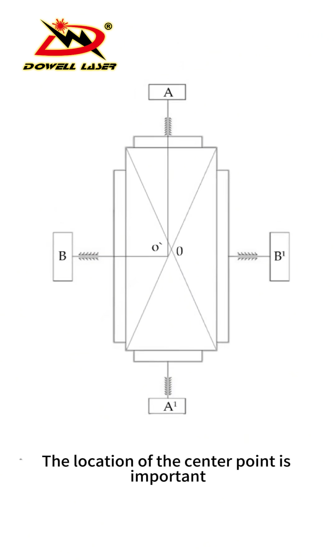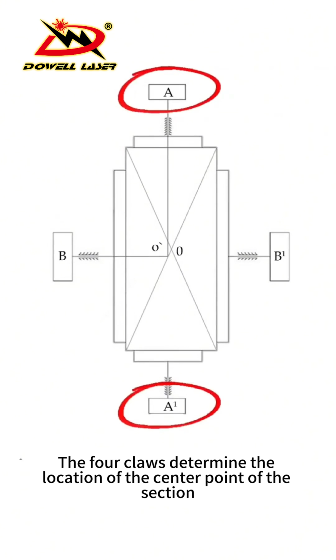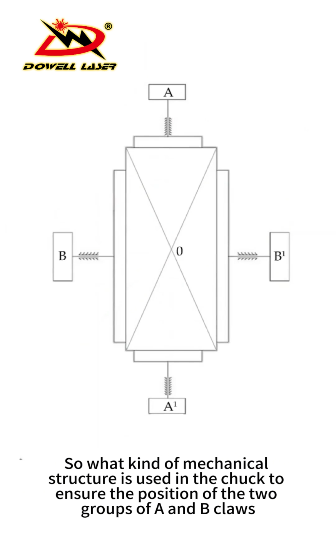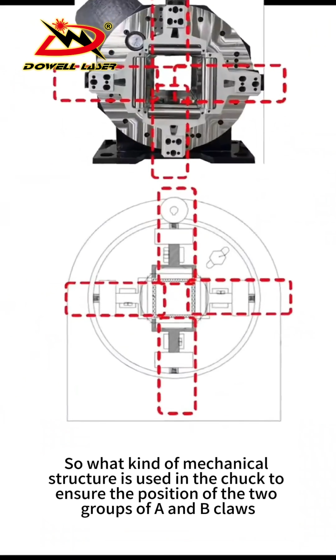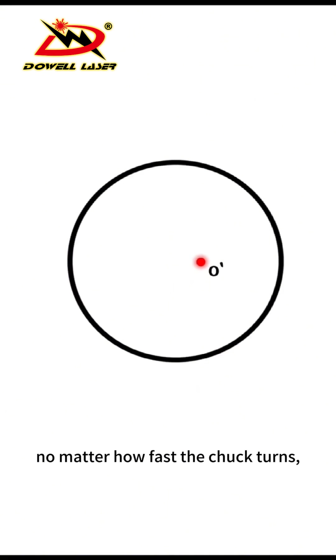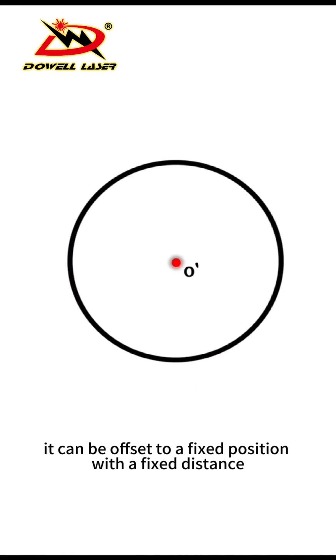The location of the center point is important. The four claws determine the location of the center point of the section. So what kind of mechanical structure is used in the chuck to ensure the position of the two groups of A and B claws? No matter how bent and heavy the pipe is, no matter how fast the chuck turns, it can be offset to a fixed position with a fixed distance.